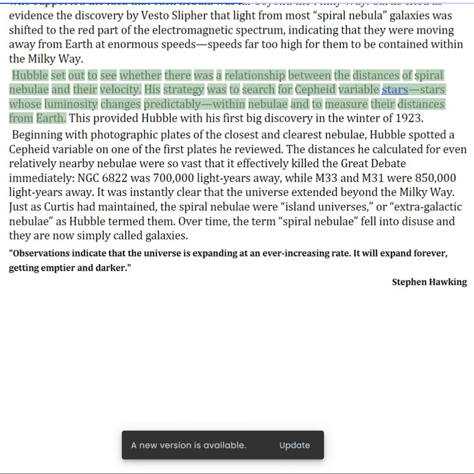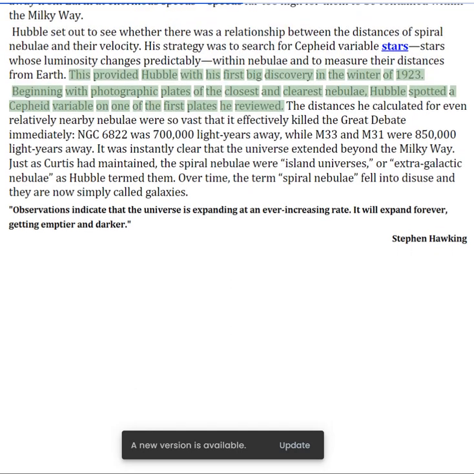Hubble set out to see whether there was a relationship between the distances of spiral nebulae and their velocity. His strategy was to search for Cepheid variable stars, whose luminosity changes predictably, within nebulae and to measure their distances from Earth. This provided Hubble with his first big discovery in the winter of 1923.